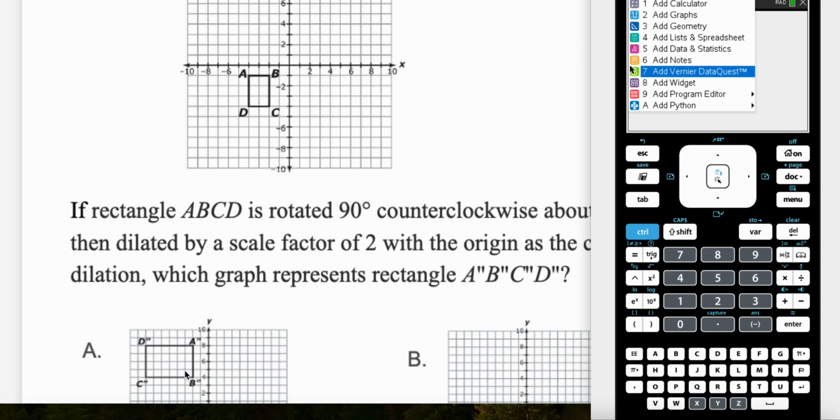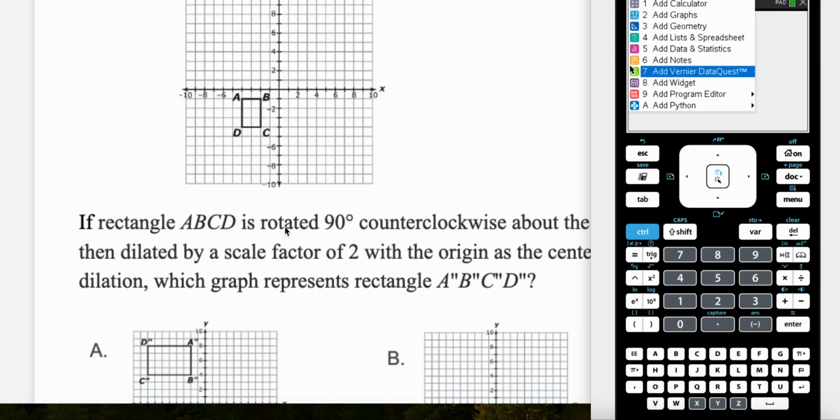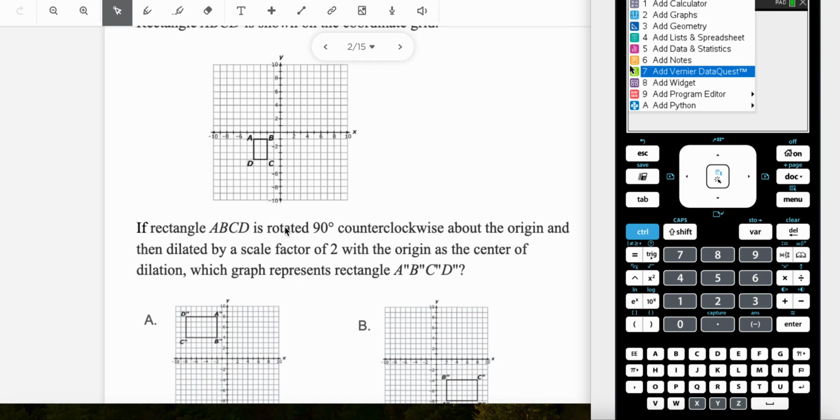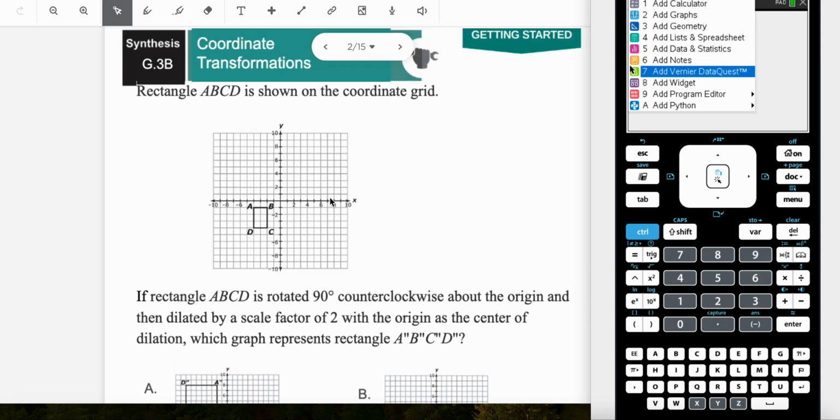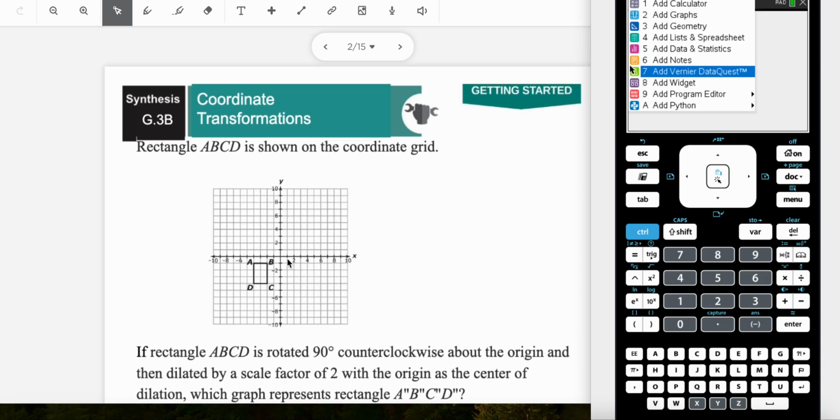After you have done the transformation, this is what your result would be. So again, you have to make sure you know which one is your pre-image, which I call the before, and which one is your image, which I call the after. So this is the before, this is the pre-image. So to the pre-image, some transformation was done.